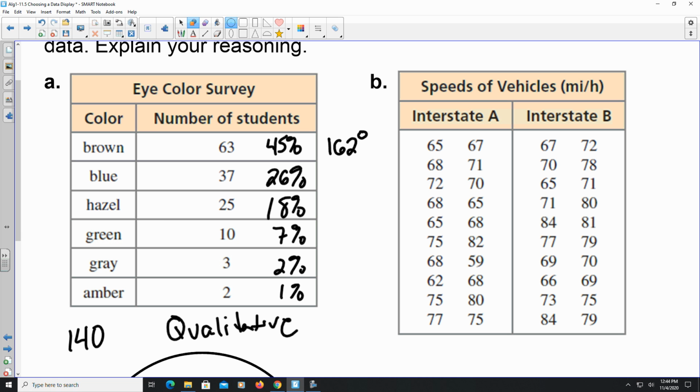Blue is going to be about 93 degrees. Hazel is about 65 degrees. Green is about 25 degrees. Gray is about 7.2 degrees, so you just say 7. And then we got about 3.6, not percent, this is degrees, my bad. All these are the various degrees that are going to help us represent this particular circle graph.